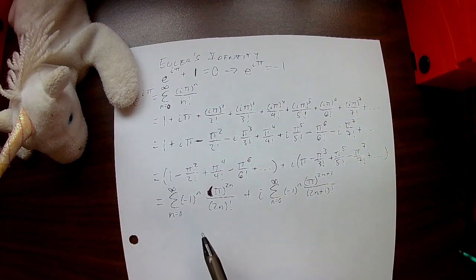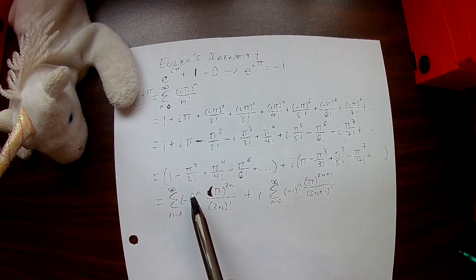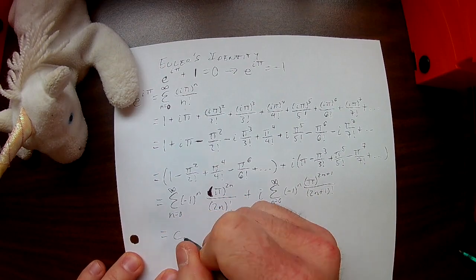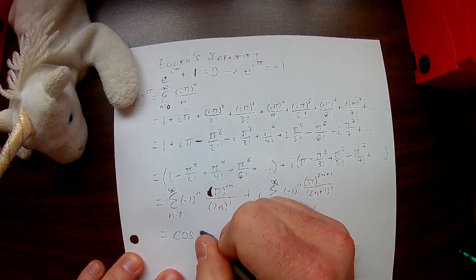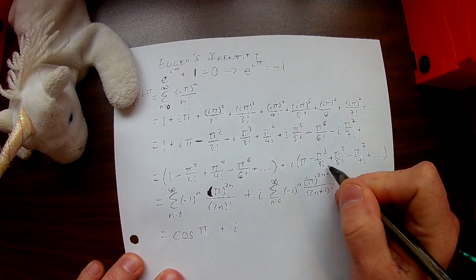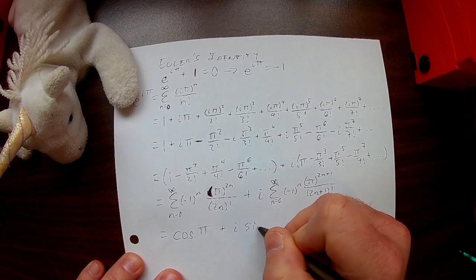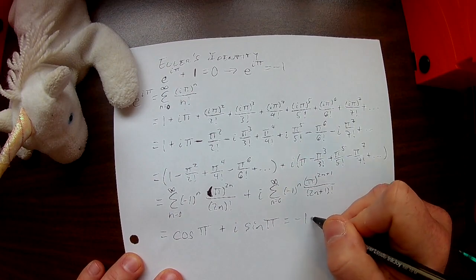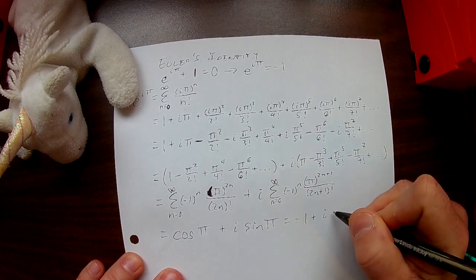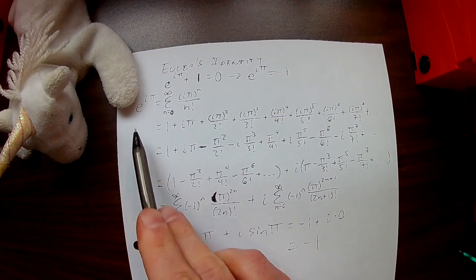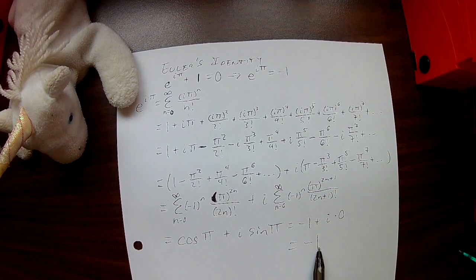Well, I kind of cheated here. I don't need to write down these steps because I can recognize what this function is right up here. This ends up just being cosine of whatever the input is, pi, plus i, this right here, since I've got all odds and alternating, it's going to be sine of pi. Cosine of pi is negative 1. Sine of pi is 0. And there you have e to the i pi is equal to negative 1. One of my favorite things in math. All right.